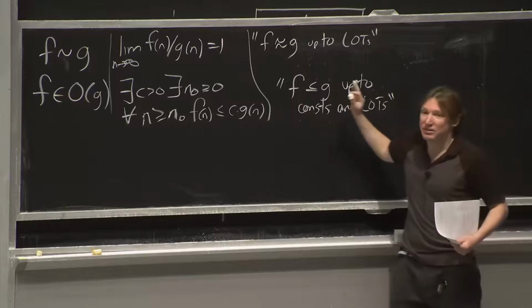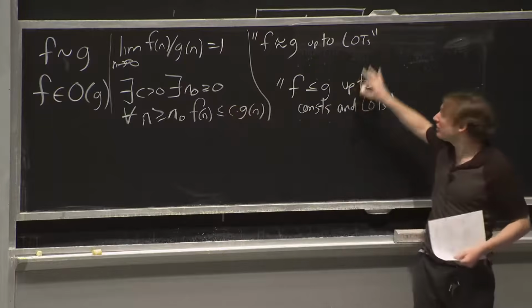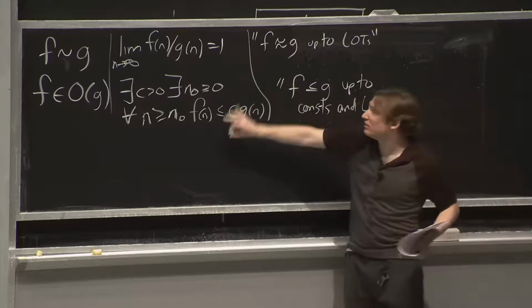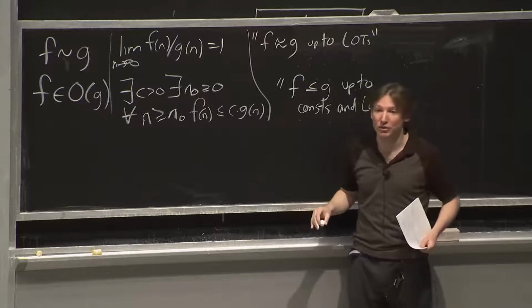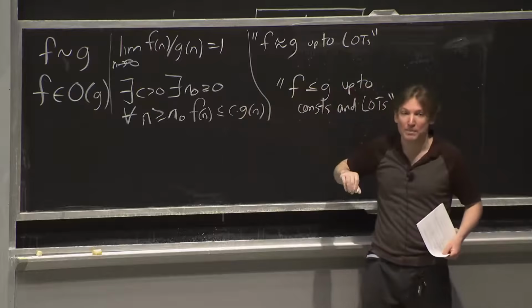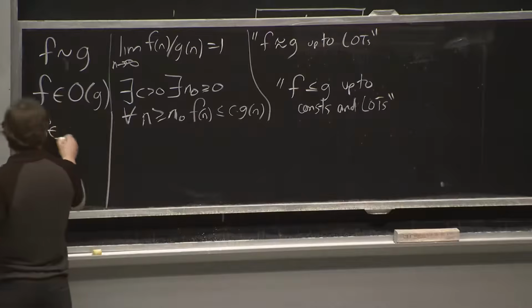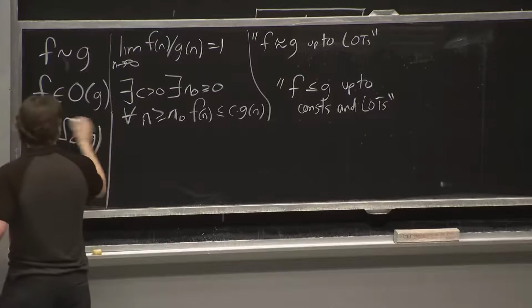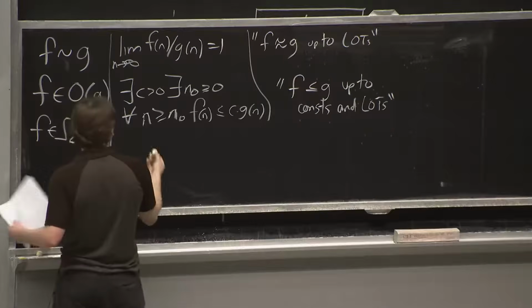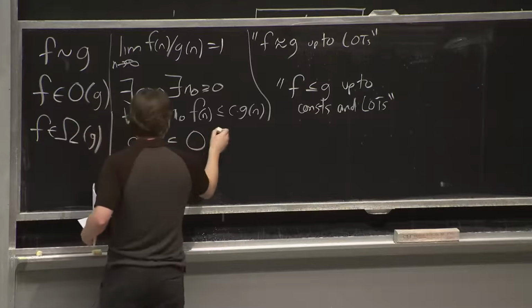Please don't confuse the intuition with the definition. And please don't use the intuition language in your proofs. Use the definition language in your proofs. So think about it this way, but write it this way. And we just defined f is in big omega of g means the definition is that g is in big O of f.